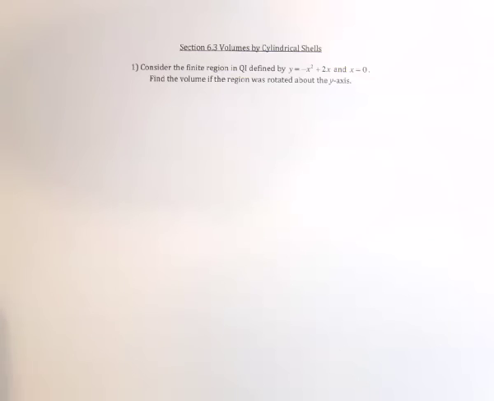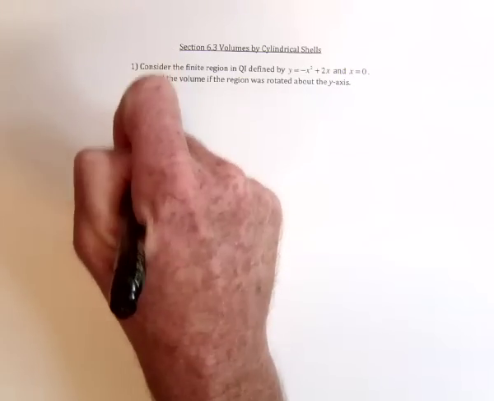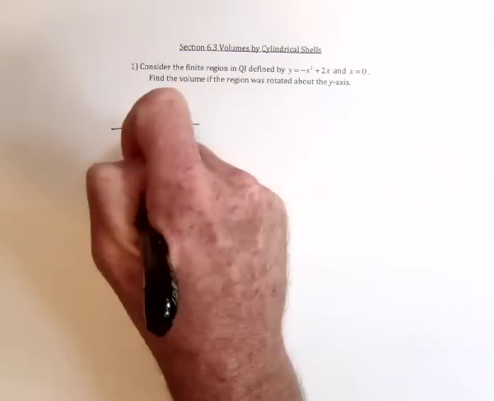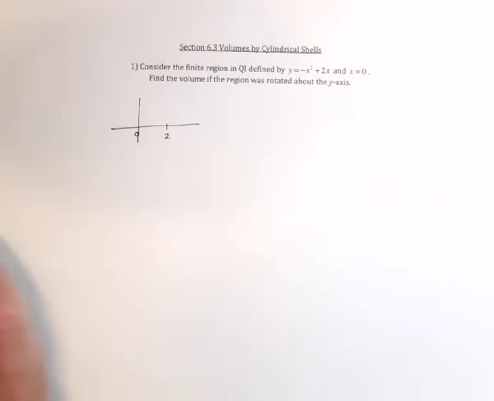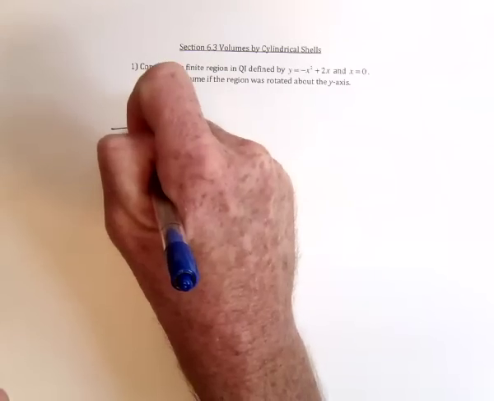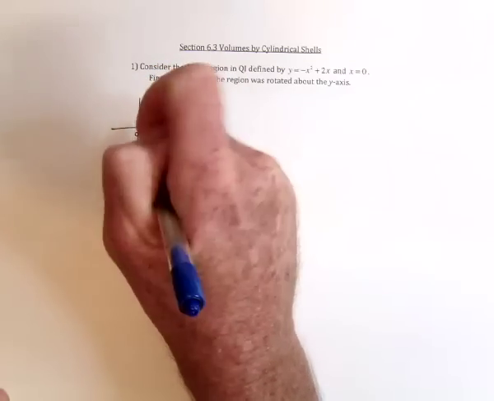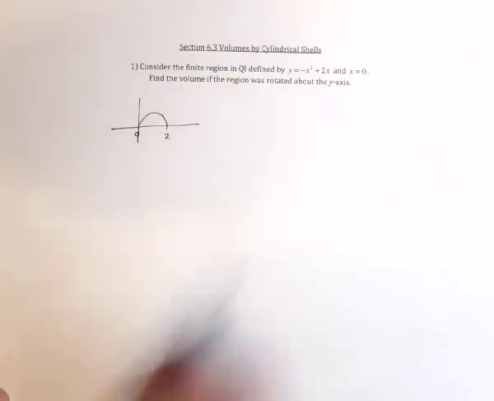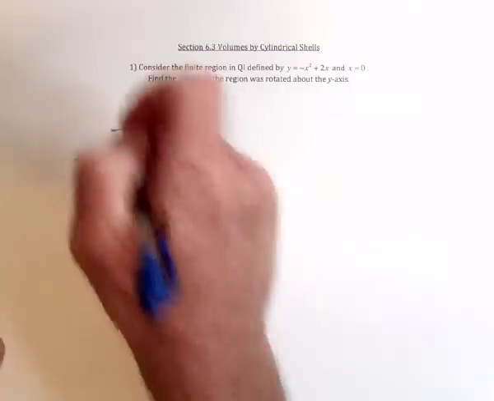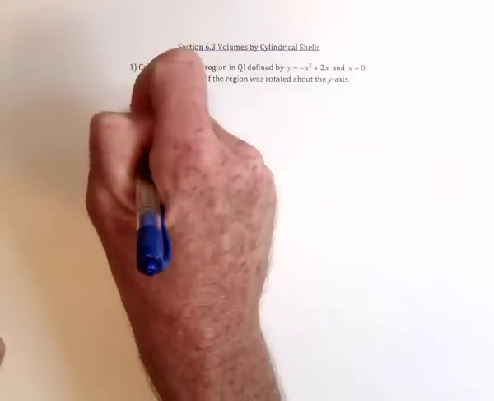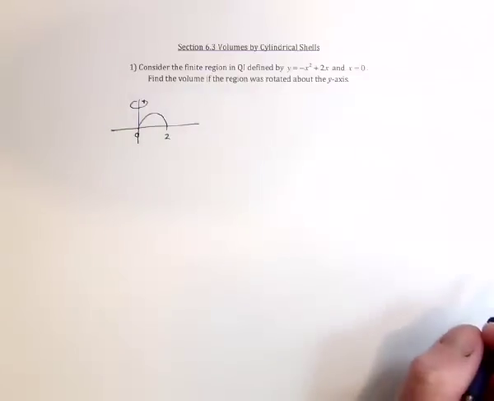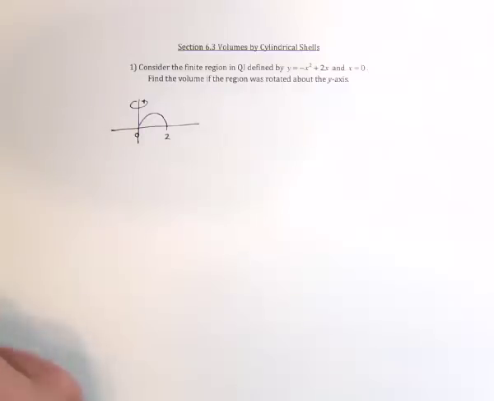So from 0 to 2 are the limits for x, and then it's a little arc, a little parabola. So take this region and then rotate it about the y-axis. So rotate it this way. If you rotated that, it would look sort of like someone took a bagel and cut it in half. It would be the top half of a bagel. So find the volume of this top half of a bagel.